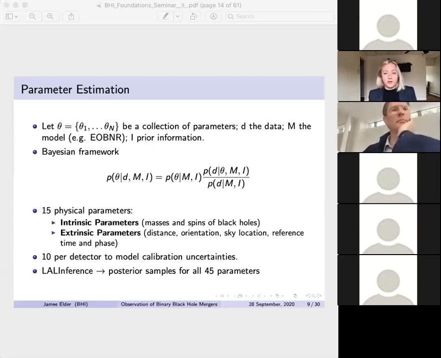And the LIGO Virgo collaboration has developed something called LAL inference, which is a stochastic sampling library. And it uses 2 different algorithms in order to perform the parameter estimation. One is a parallel tempering Markov chain Monte Carlo algorithm, and the other is a nested sampling algorithm. But the take-home message of this is that LAL inference performs a Bayesian analysis in order to get posterior samples for all of the 45 parameters.